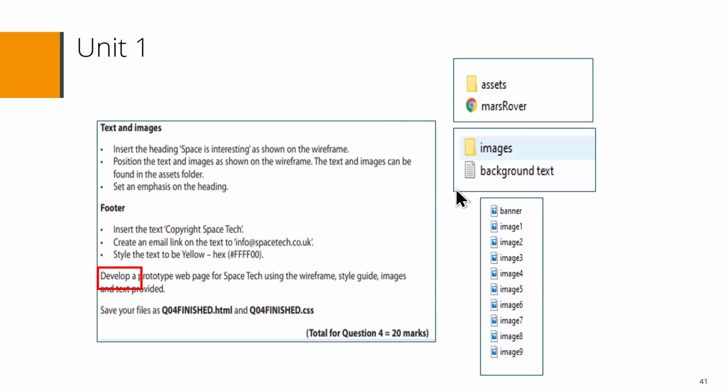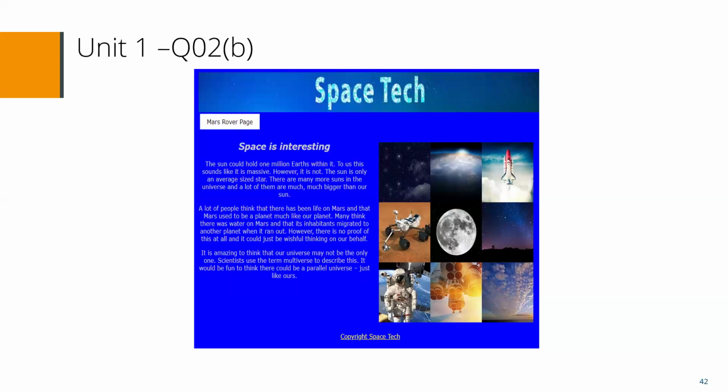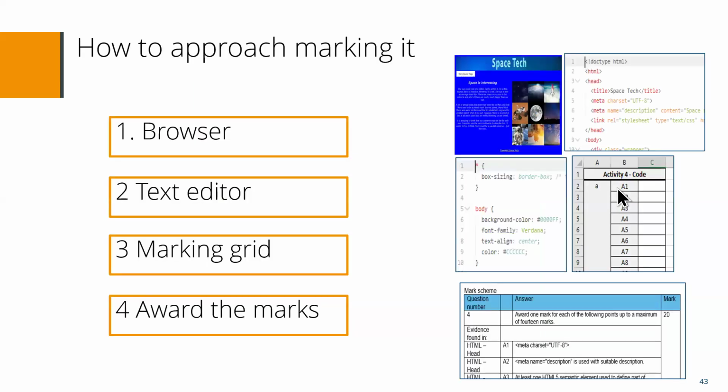And we have got a question. Here it is. This is what it should look like. This is what the web page should look like if they got the right answer. Now, depending on your computer, you might have a slight variation on this, but it won't be dramatically different. That's what our final answer should look like. And we've got the design guide. How do we approach marking it?